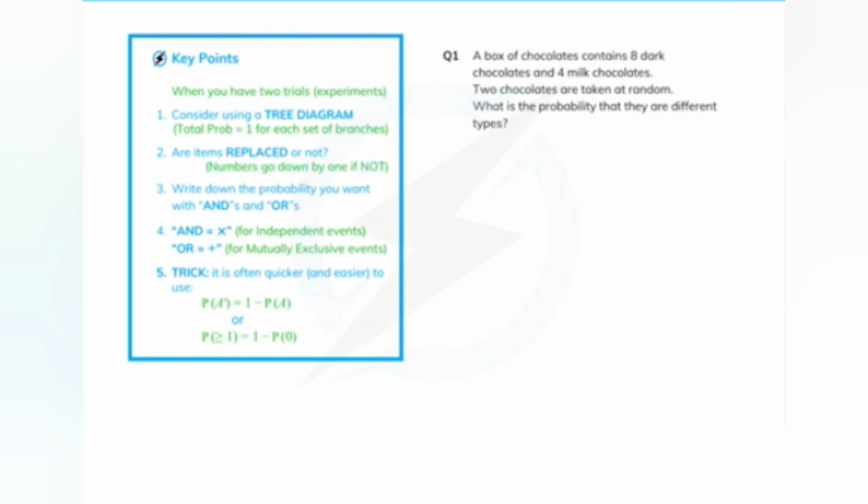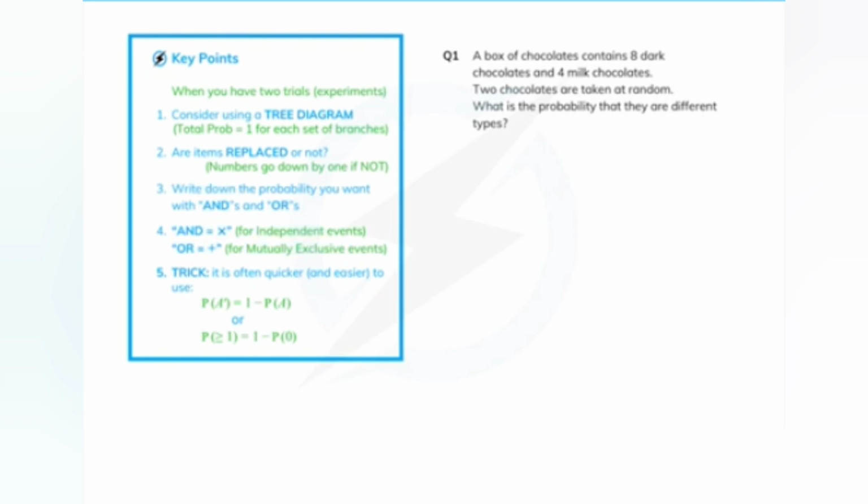Whether you use a tree diagram or not, it's always a good idea to write down the probability you want with and or between the things, as you would naturally say it. And then once you've done that, and is always times and or is always plus. Just pausing to note that the and rule, and is times, works for independent events. In other words, the first thing doesn't affect the second thing. And the or rule works for mutually exclusive events, which means the two things can't happen at the same time, like a head and a tail on a coin. They are mutually exclusive events.